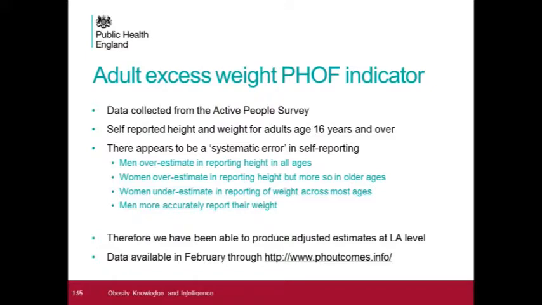It was decided to include questions on height and weight in the Active People Survey. This is self-reported height and weight, but what we've done is some analysis looking at the data and comparing it to measured data from the Health Survey for England, just to see how robust the data are. You can see the green text on the screen explains the systematic error, as we've called it, in reporting. And it's what you'd expect, which reassured us.